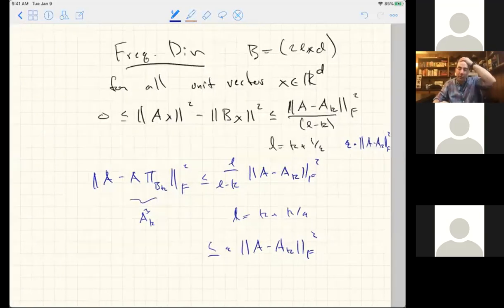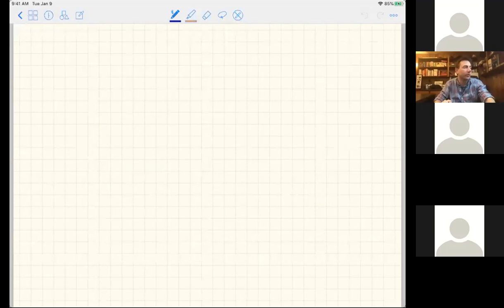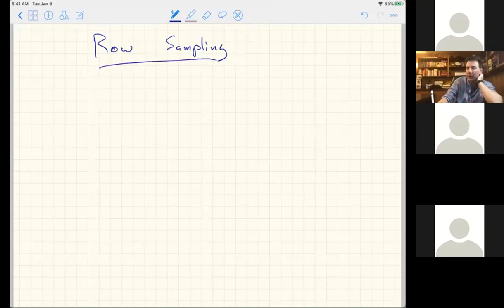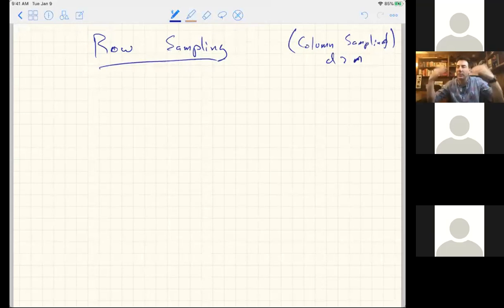Okay, great. So let me talk about a couple of other ways of doing this. Another way of doing this is typically what I'll call row sampling. In the literature, if you read papers about this, they usually call this column sampling instead, and this is where D is greater than N. They sample columns, but to keep this consistent, we'll call this row sampling.